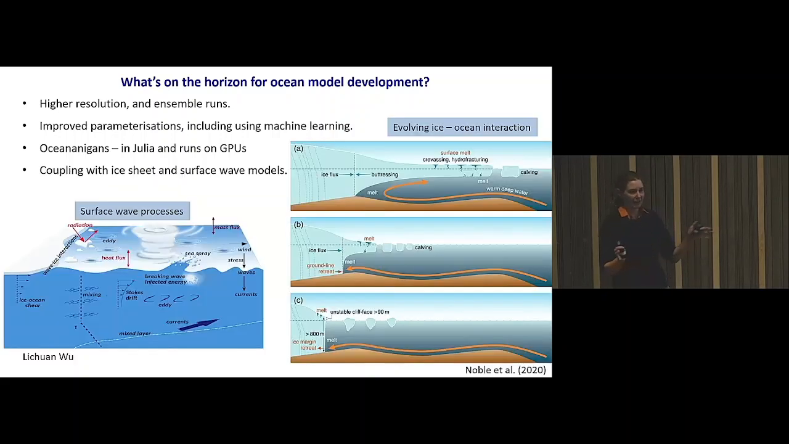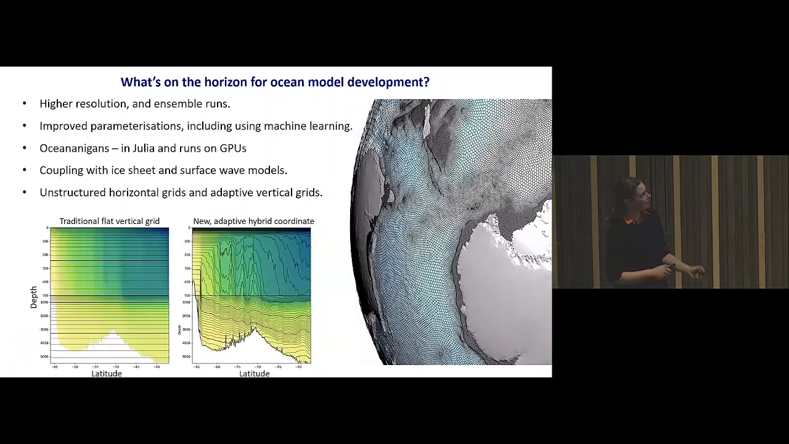Including more complexity, so coupling with surface waves will give us better mixing in the surface ocean, and coupling with ice sheets, so coupling with the Antarctic ice sheet to make sure we get a two-way interaction between melt coming from Antarctica and how the ocean impacts that melt and then how the melt impacts the ocean circulation, is really important. And also development of grids, so unstructured horizontal grids, and also development of vertical grids as well is something that we're all working on. And I will leave it there so we have time for afternoon tea.